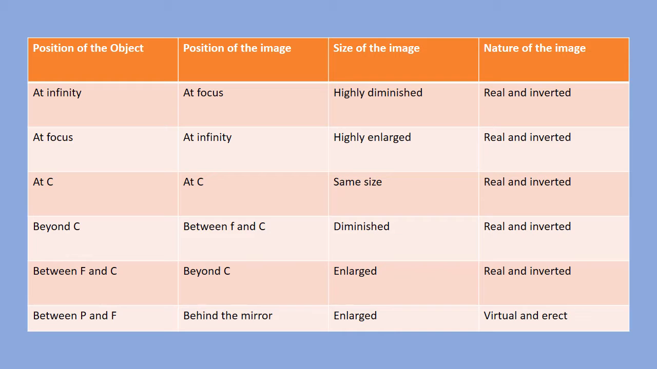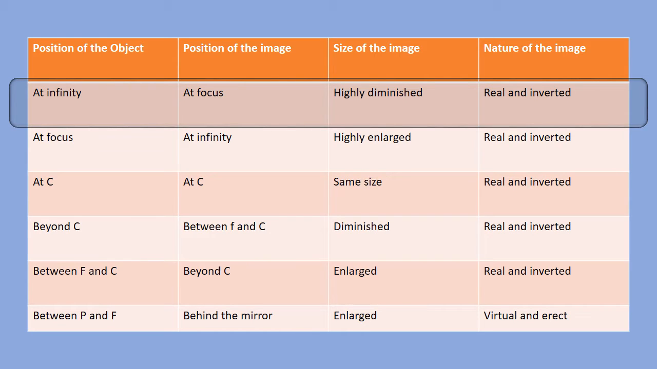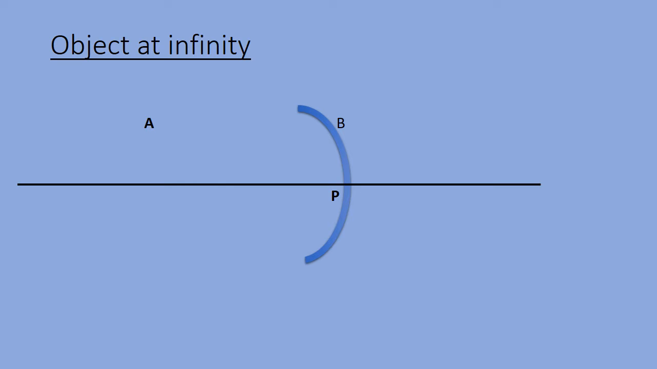In this lesson, we'll be learning about image formation by concave mirror. Like we said in the previous lesson, there are 6 cases we need to look into. We'll begin with the first case, that is when an object is placed at infinity. We'll get the image at focus. Consider the case when an object is at infinity.